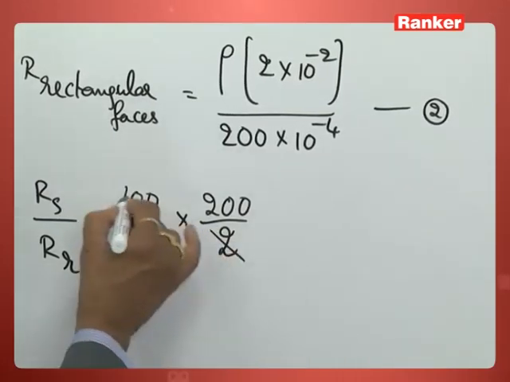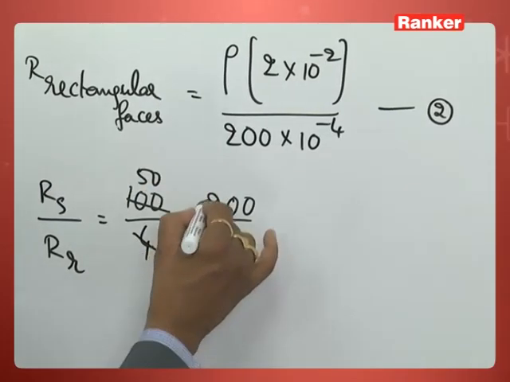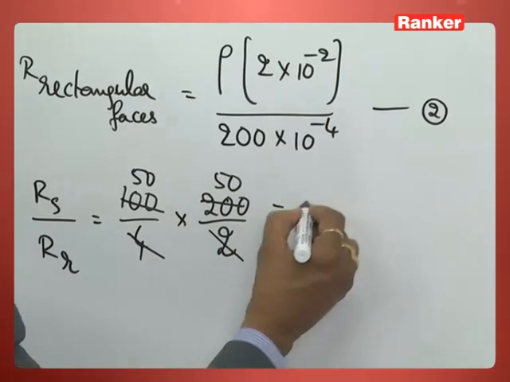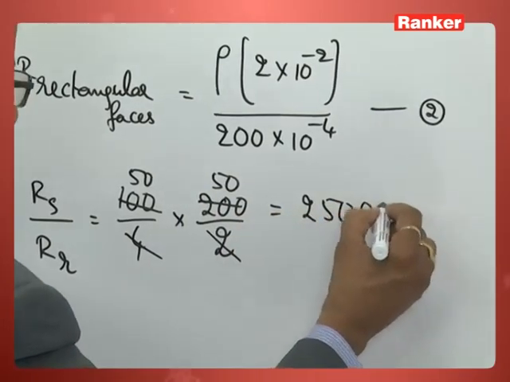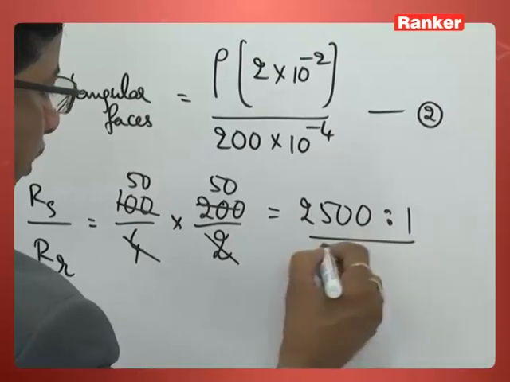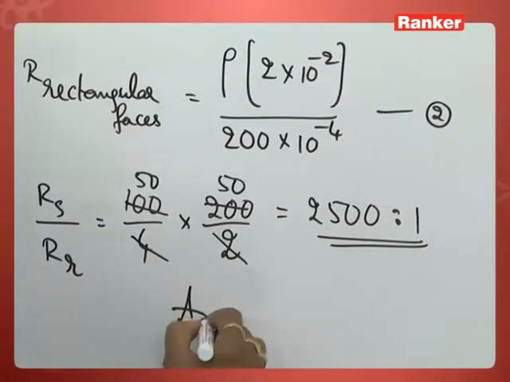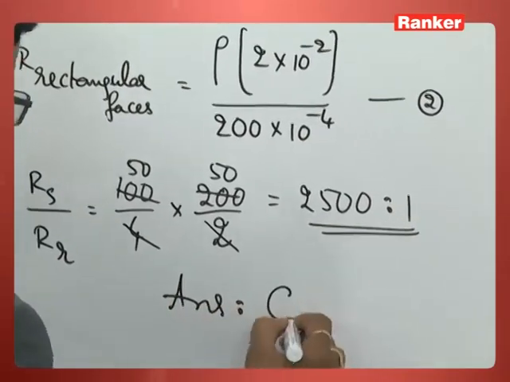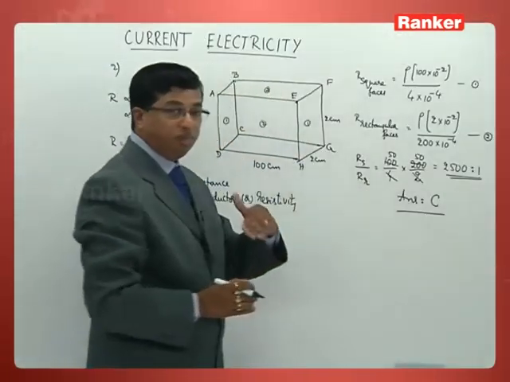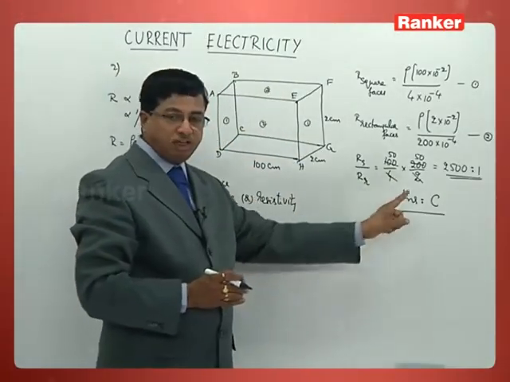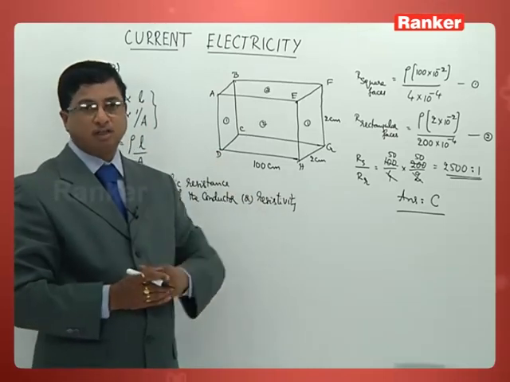This you can cancel 50 times, and this you can cancel 50 times. So 2500 is to 1. That is the ratio. And what is the answer that is given corresponding to this? I have mentioned in the beginning itself. It is C that is the correct answer here.